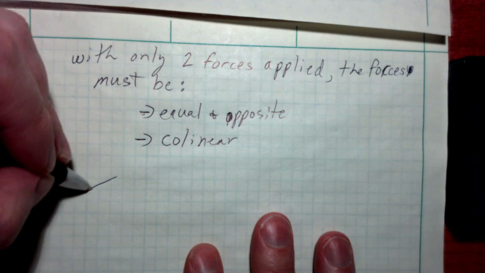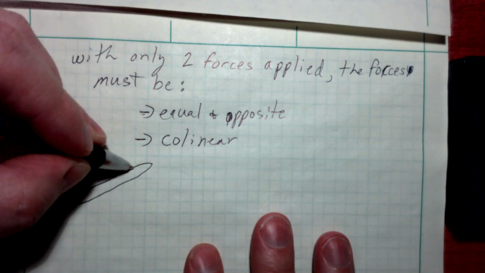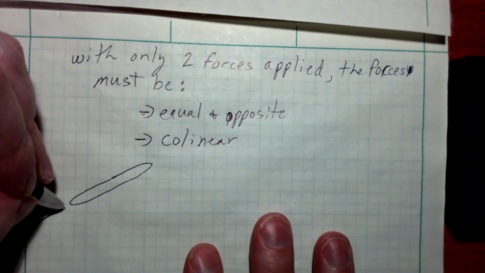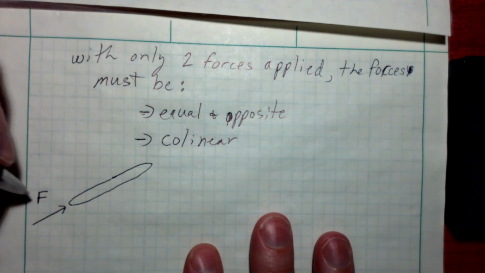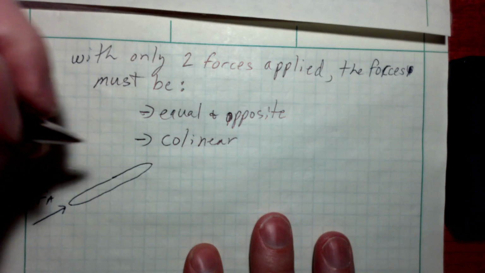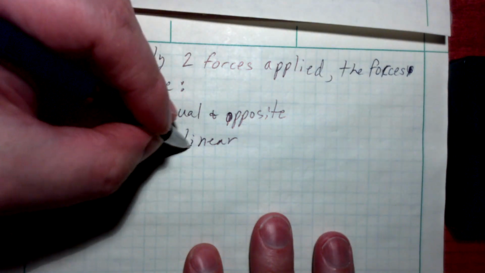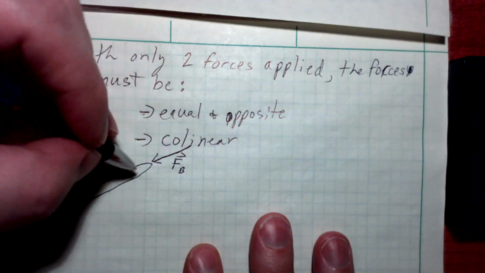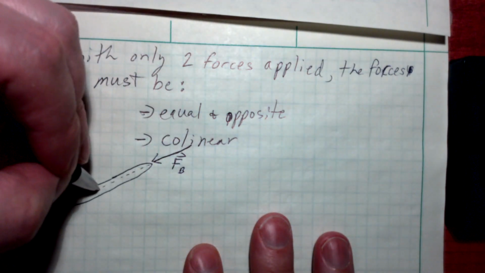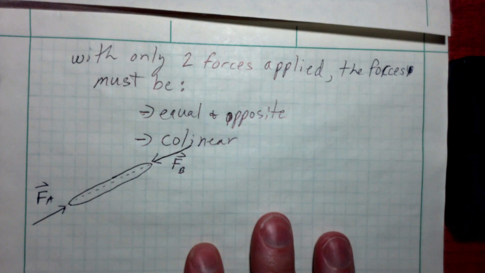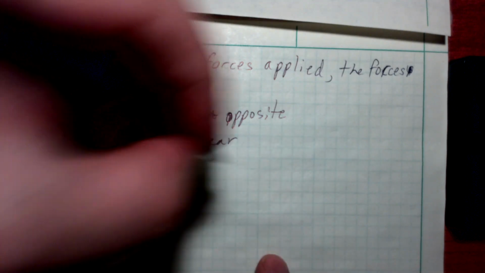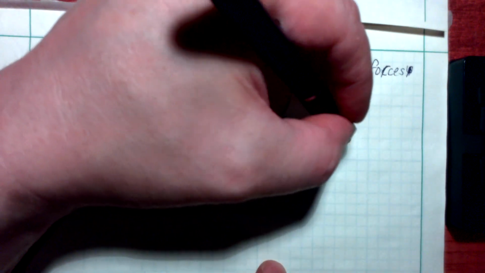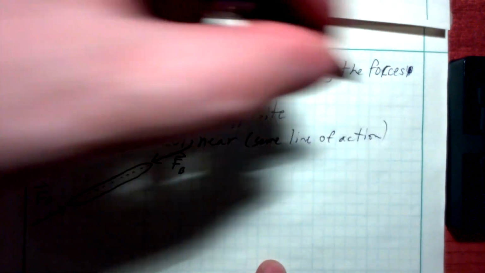A little bit later in the course, we'll see what we call truss members, which often look like just kind of planks, something like this, where I've got some force, let's say force A, and some force B applied to it. For this thing to be in equilibrium, those two forces have to have the same line of action. They have to be collinear.